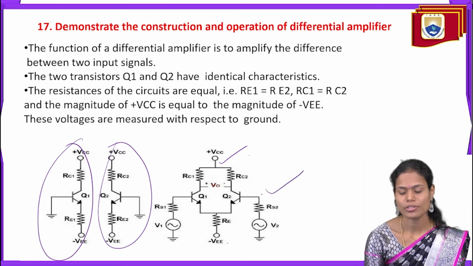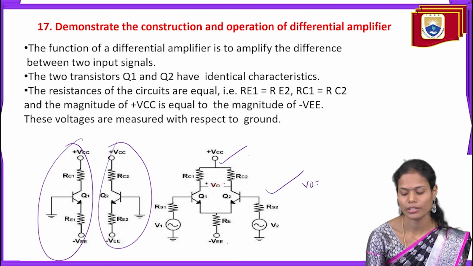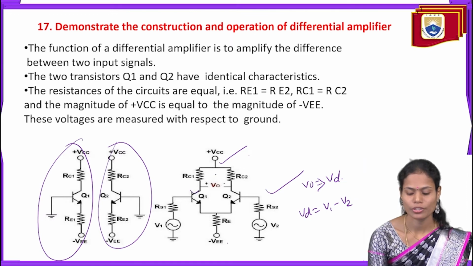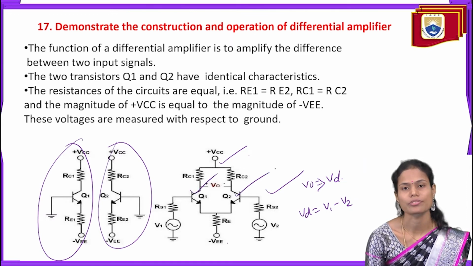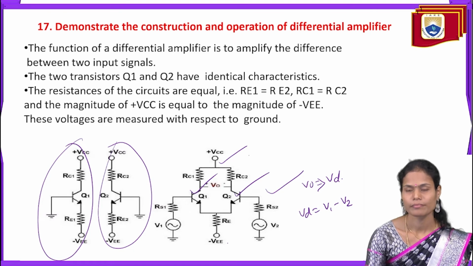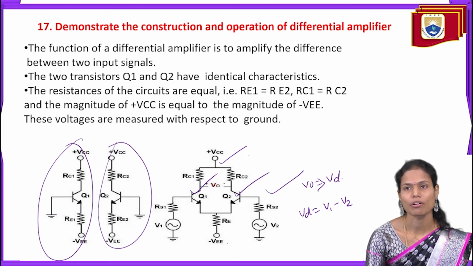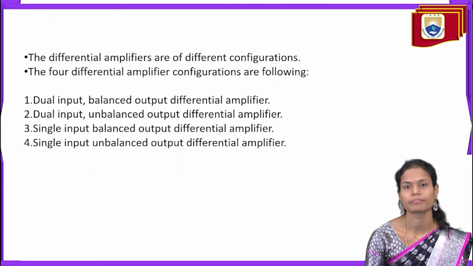So the basic function it is providing here, it will amplify the differential input whatever we are providing to the amplifier. So this differential voltage is the 2 input signals which we are providing for the Q1 as well as Q2 transistors. So in detail we need to explain the construction and operation of the differential amplifier here, and it will be available in 4 configurations.